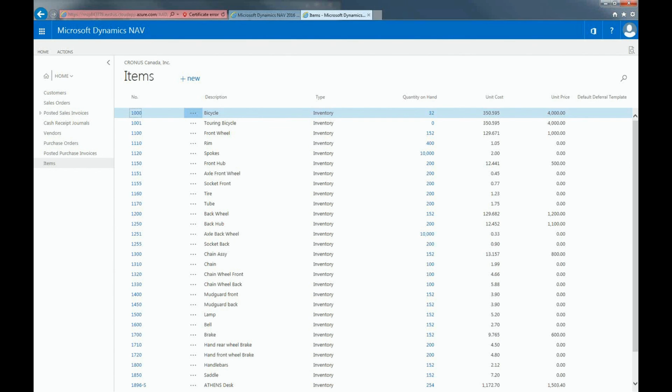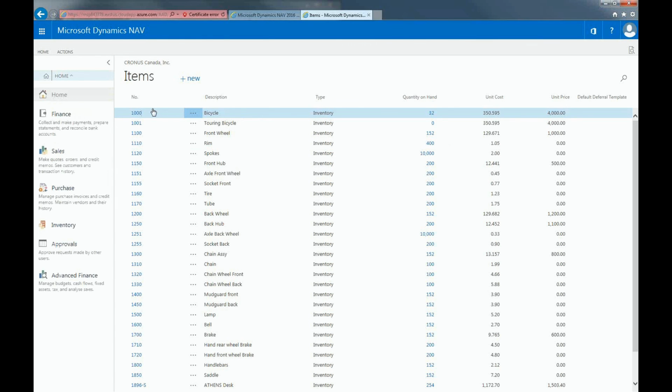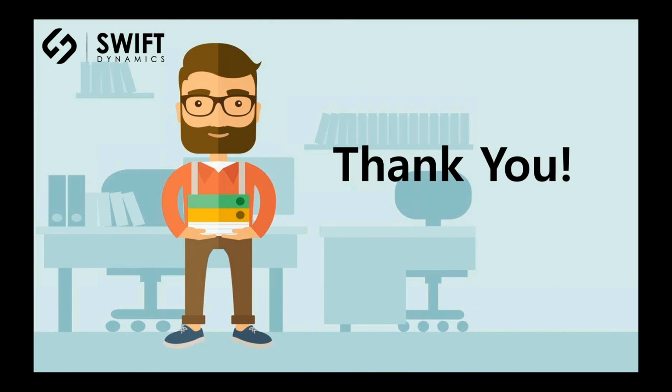Tax posting setup consists of a combination of tax business posting groups and tax product posting groups. You can set up as many combinations as you need and link various GL accounts to each combination. And that concludes tax posting groups in NAV.